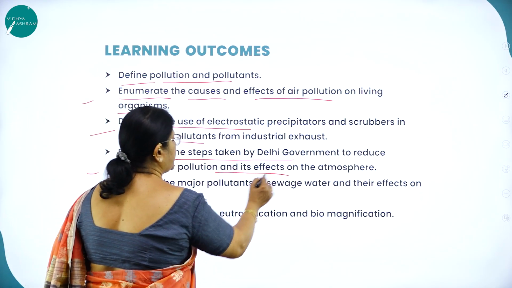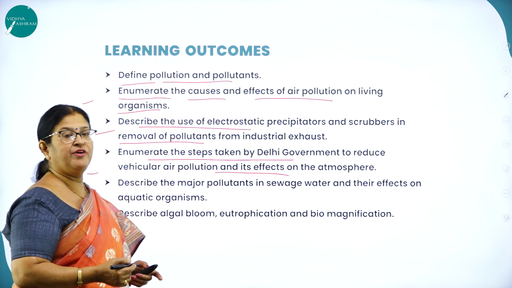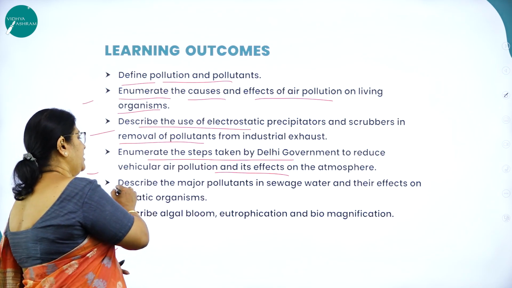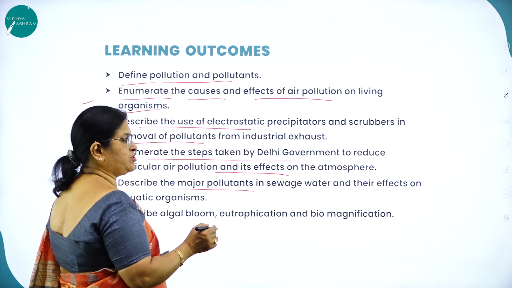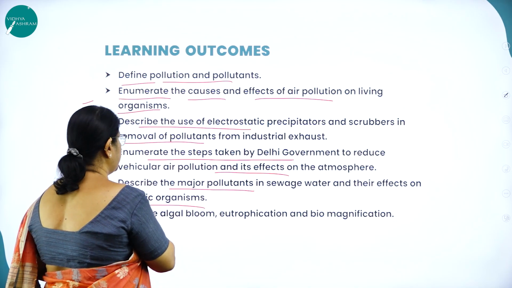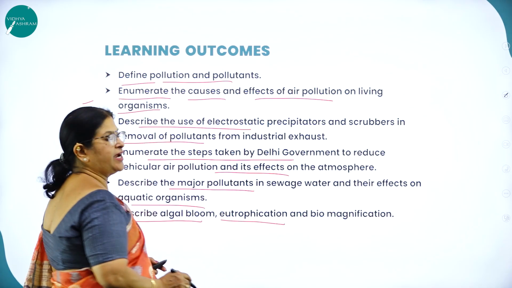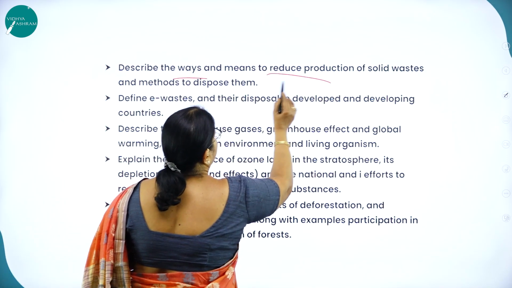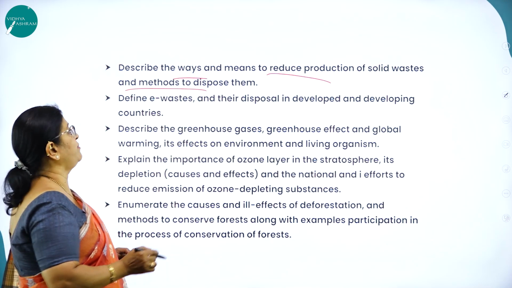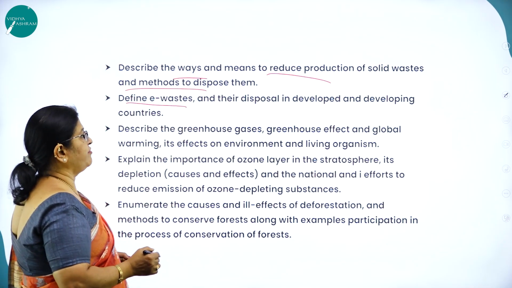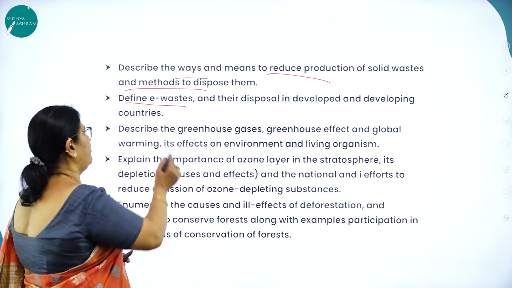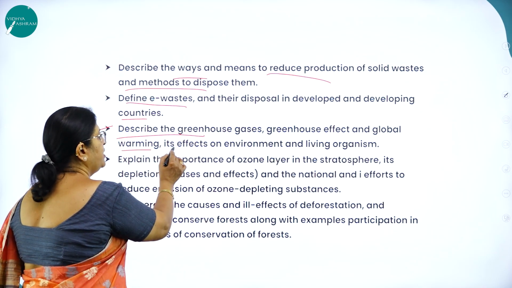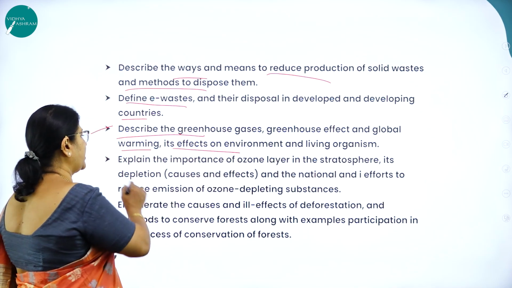Then enumerate the steps taken by the Delhi government to reduce vehicular air pollution and its effect on the atmosphere. As we know, many people are facing a lot of respiratory problems due to the increase in air pollution in Delhi. Describe the major pollutants in sewage water and their effects on aquatic organisms. Describe algal bloom, eutrophication and biomagnification. Describe the ways and means to reduce production of solid waste and methods to dispose of them. Define e-waste, that is electronic waste, and its disposal in developed and developing countries. Describe the greenhouse gases, greenhouse effect and global warming, and their effect on the environment and living organisms.